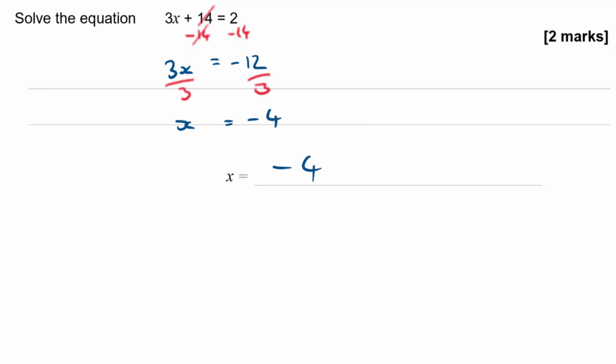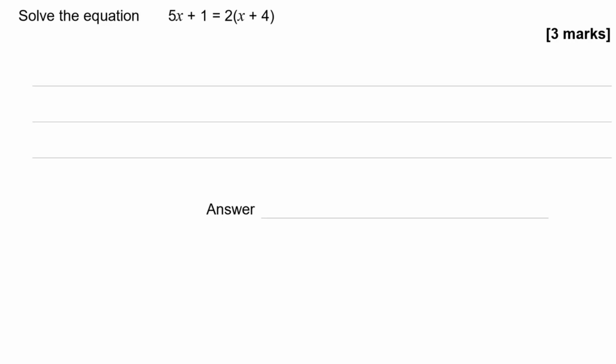x is minus 4. Solve the equation 5x plus 1 is equal to 2 lots of x plus 4. So we want to get all the x's on one side and the numbers on the other. But let's try multiplying out this bracket first. Don't always have to multiply it. Sometimes you can divide by the number on the outside, but here we've got x's on both sides, so I think it's going to help to multiply it out first. So 5x plus 1 is equal to 2 lots of x, which is 2x, plus 2 lots of 4, which is 8.